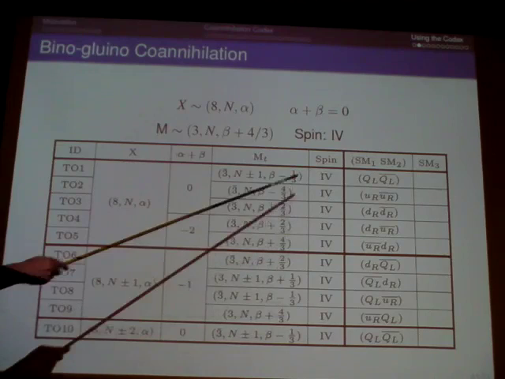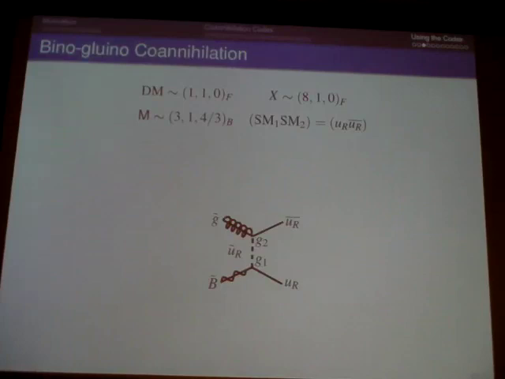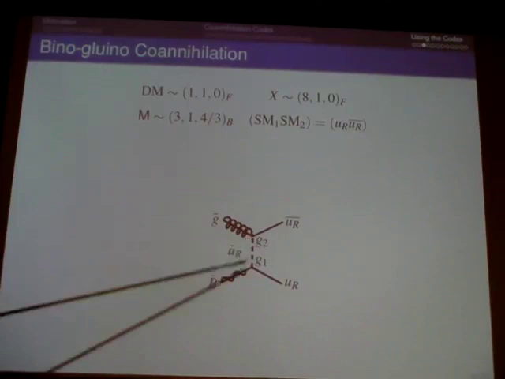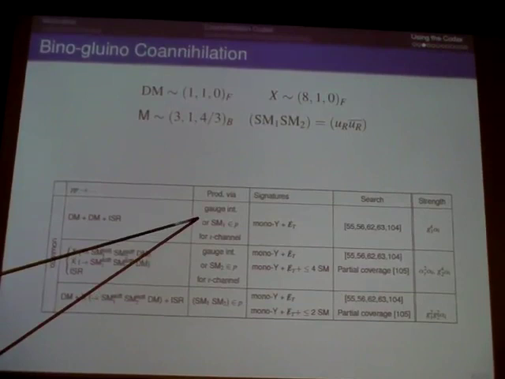And so just a brief use of this is you can straight away see that the standard model particles that are going on the right-hand side of the coannihilation diagram are up quarks, these right-handed up quarks. So we can draw the coannihilation diagram straight away. And here I've just put in a couple of couplings, G1 and G2, for the two vertices. So we can then go to the signature table and say, okay, can we pair produce dark matter? How could we do that? Through a gauge interaction? Oh no, this is a complete singlet, so that's not going to happen.